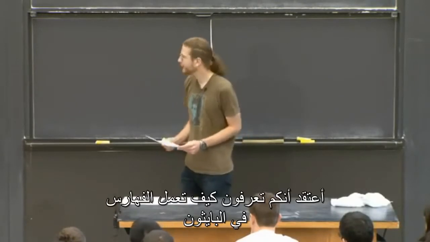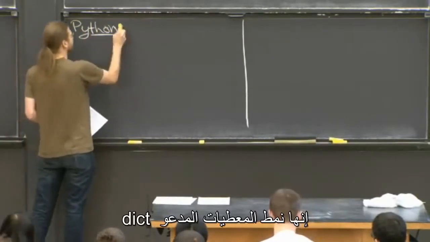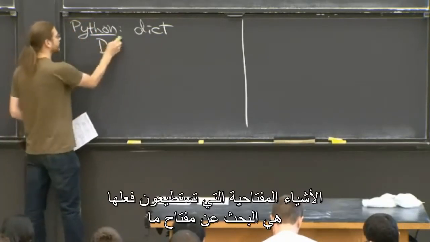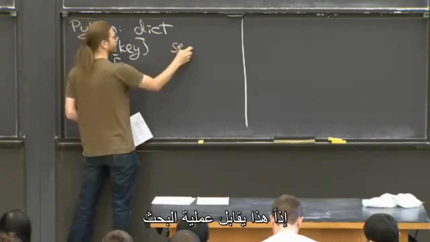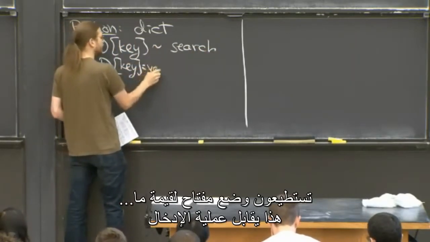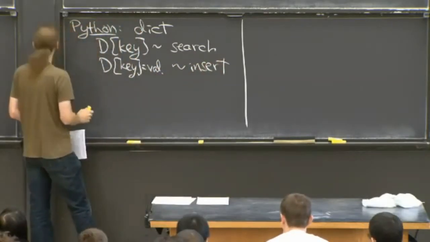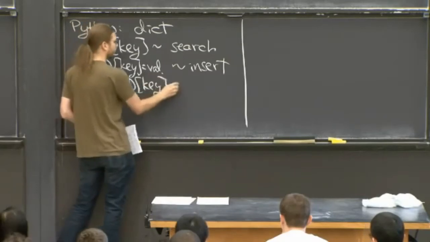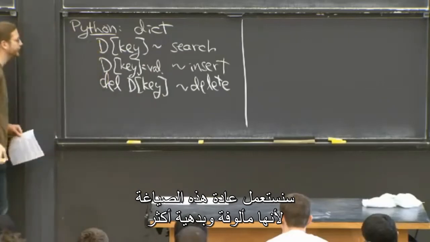I think you know how dictionaries work in Python. In Python, it's the dict data type. We've used it all over the place. The key things you can do are look up a key, and so this is the analog of search. You can set a key to a value. This is the analog of an insert. It overwrites whatever was there. And what else? Delete. So you can delete a particular key. Okay, we'll usually use this notation because it's more familiar and intuitive.